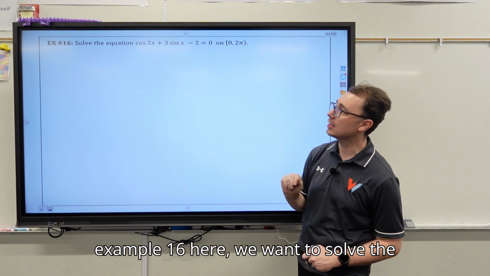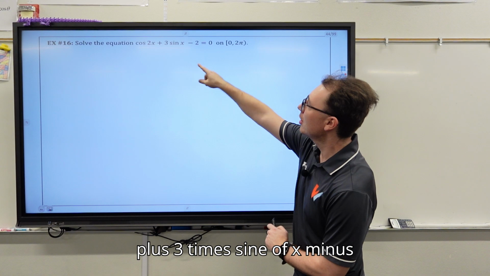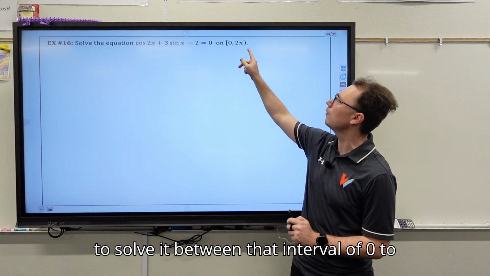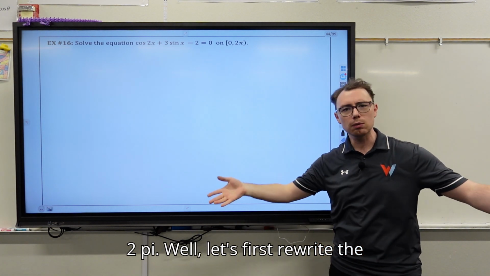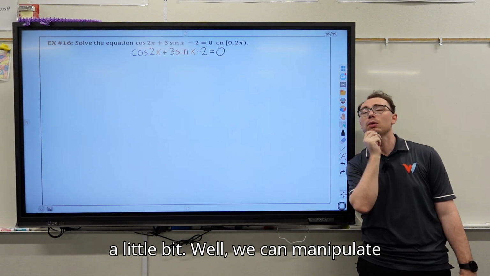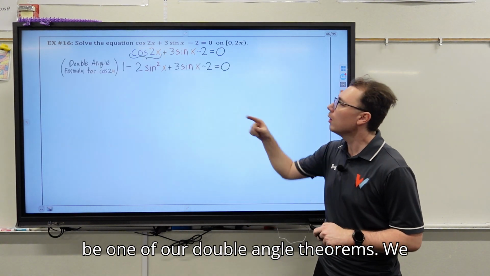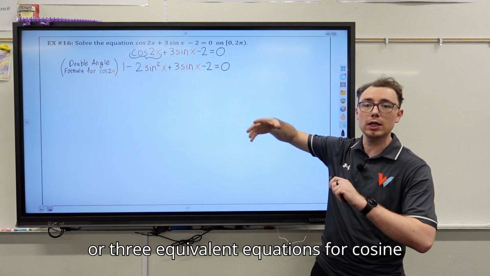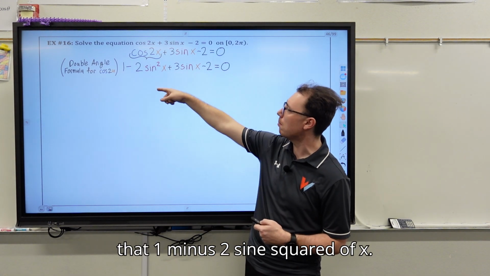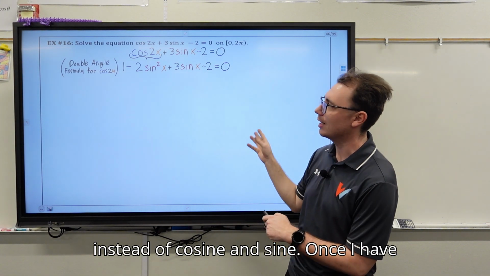Now, for example 16, we want to solve the equation of cosine of 2x plus 3 times sine of x minus 2 is equal to 0. And we're still trying to solve it between that interval of 0 to 2 pi. Well, let's first rewrite the problem. When we're rewriting this problem, we want to manipulate it a little bit. We can manipulate this cosine of 2x. That's going to be one of our double angle theorems. We can bring in any of those 3 equivalent equations for cosine of 2x. The equation that I would use is 1 minus 2 sine squared of x. That way I'm just dealing with sine instead of cosine and sine.